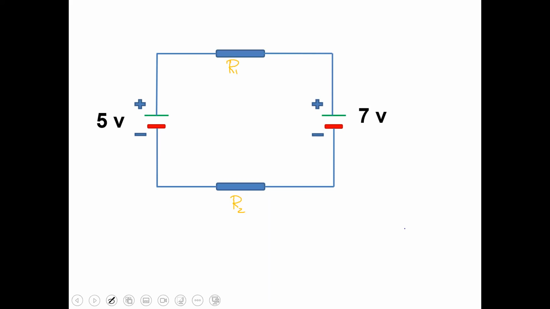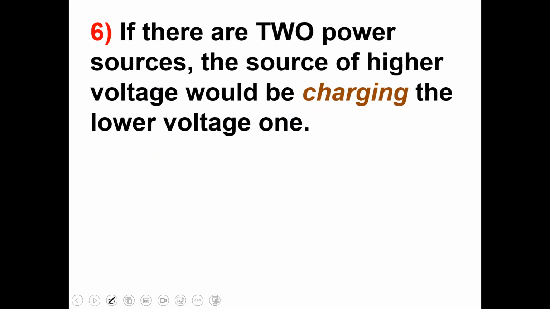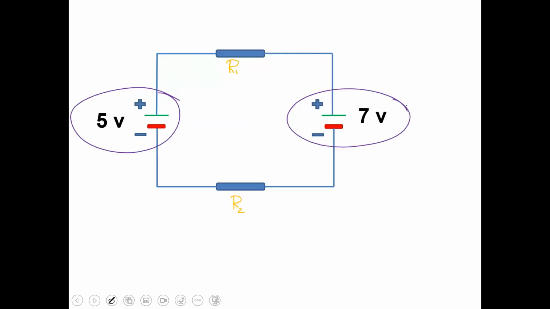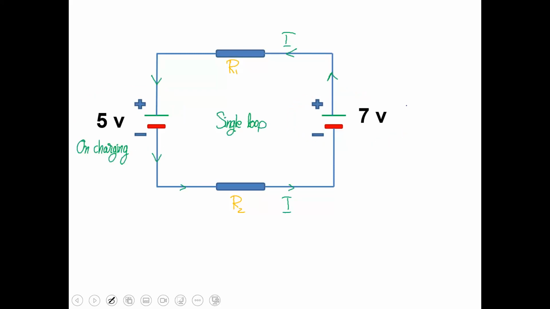Then there are two power sources, a standby generator and a house main input supply. Or suppose that you have a main supply with a UPS. Now the power source which is at the higher voltage will become the source, and the second one, which is at the lower voltage, will be on charging. So this is the concept of a single loop.